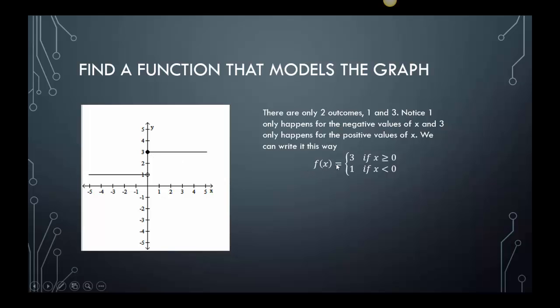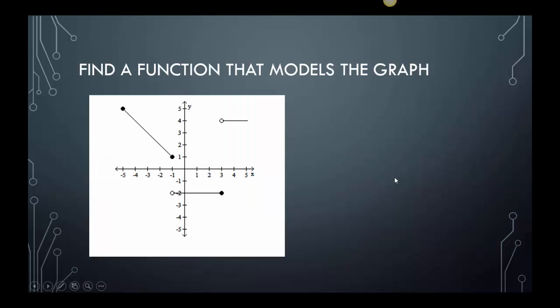So I said, here are my outcomes. I get 3 anytime X is greater than or equal to 0. I got 1 anytime it was less than 0. So very straightforward one there. I'm changing this one up a little. I added a third piece to it.